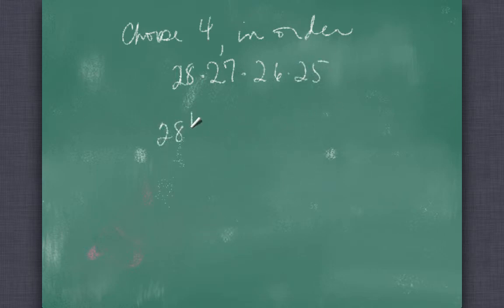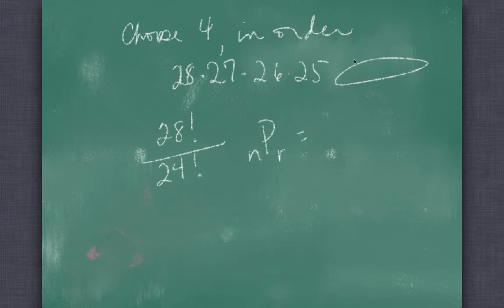So that's like 28 factorial, but I still need to get rid of this part that I didn't write in. So this is nPr, and this is n factorial over n minus r factorial. So that, again, just deletes out this last part. But we're not dividing by the number of ways we counted something because we want them all to be different.